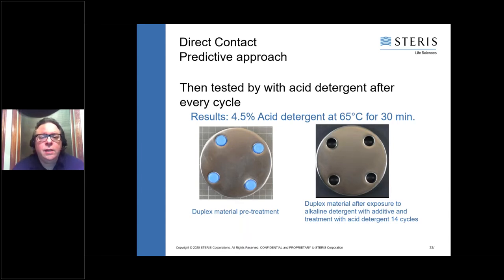So you can implement acid detergent steps as part of your routine cleaning, and you can also look at implementing them as part of preventive maintenance, using laboratory models to develop that frequency as well as those parameters like concentration, temperature, and time.